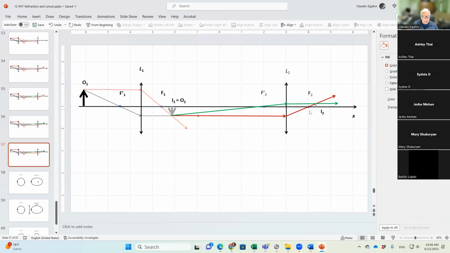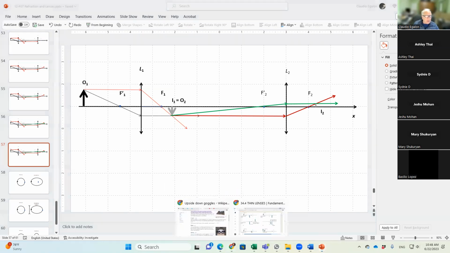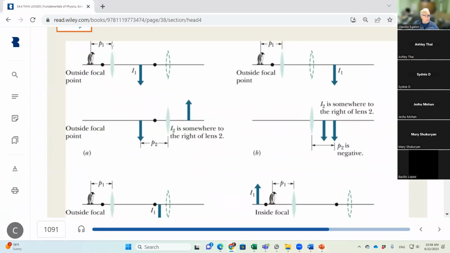Okay, if you want to increase the size of this image, all you have to do is bring this lens closer to the other, okay? Let's do the other drawings just like we have. What I did here is this item A, okay? The image is in front of the second lens. So what if the image one is formed behind the second lens? That's what this illustration is all about, right?